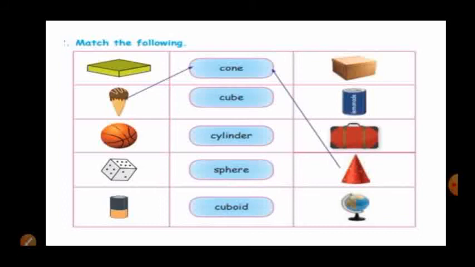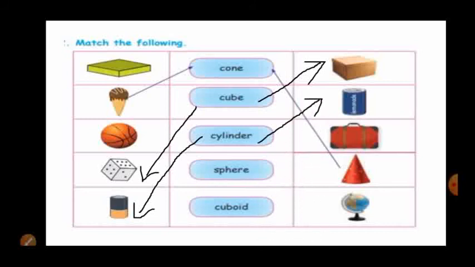Match the following. The first shape is cube. The dice has the shape of a cube, and the next, on the right side, is a cubical box. After that, cylinder. The left side battery cell has the shape of a cylinder. On the right side, the cool drink tin has the shape of a cylinder.